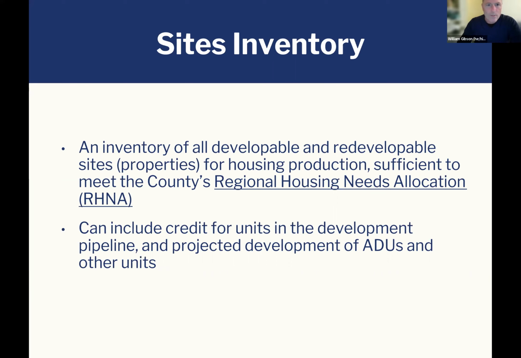So turning to the sites inventory, which is one of the key components along with the programs of the housing element. So the sites inventory is an inventory of all developable and redevelopable properties that are available for housing production over the next 8 years, sufficient to meet the county's regional housing needs allocation, or RHNA. And it can also include credit for units that are in the development pipeline that may have been approved, they may be entitled, or they may be significantly along the development process but have not been built yet. And it can include projected development of ADUs and of other units, specifically SB 9 units.